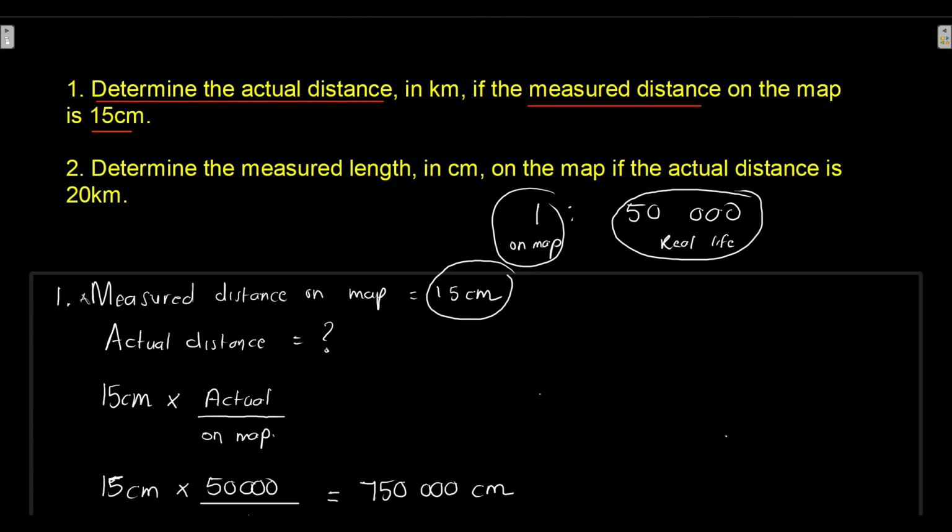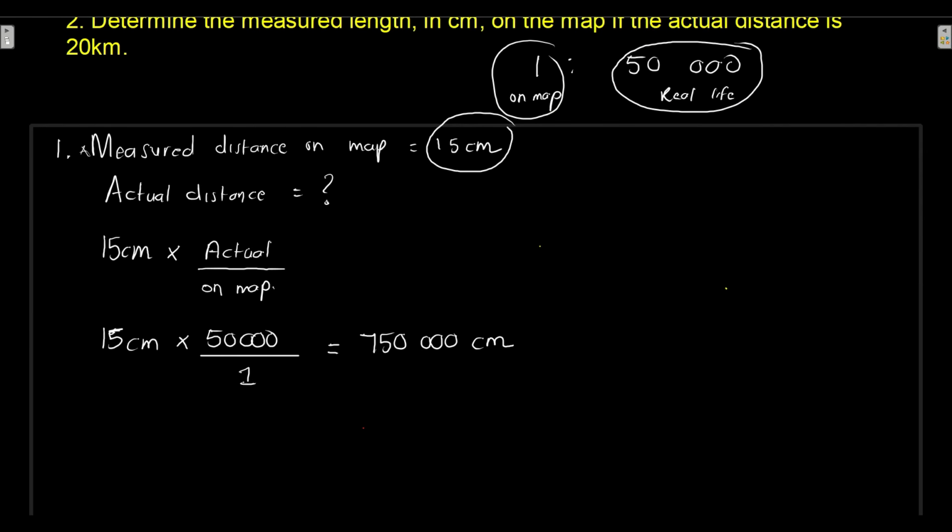But this question asked us to determine this actual distance in kilometers. So we need to further convert these centimeters into kilometers. Do you realize that the unit centimeters didn't cancel? We wrote that measured distance of 15 centimeters exactly the way that it was. That is the length that you measured on the map. And you multiply by 50,000 and divide by 1. Your number scale has no units.